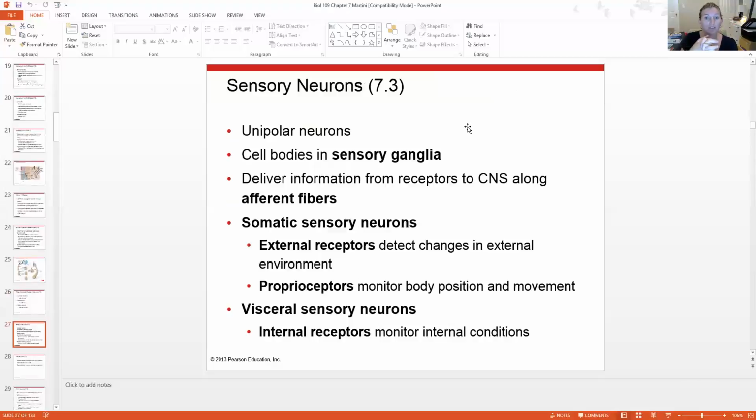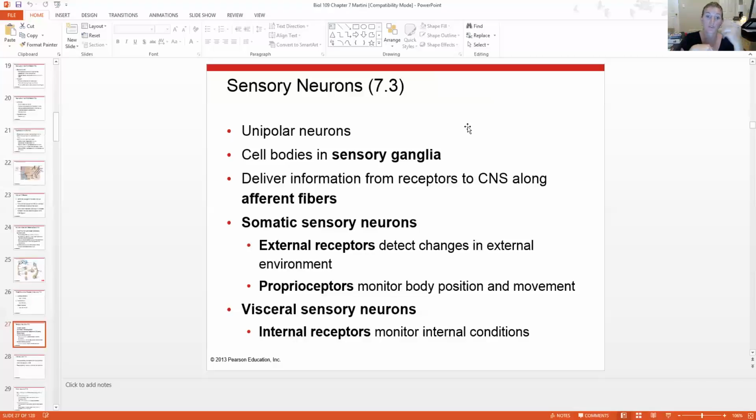They deliver information through afferent fibers, arriving fibers. They arrive to the brain, right? They are special somatic sensory receptors called external receptors. This is exchanging information about our external environment. Then we also have proprioceptors telling us about our body position and body movement. This is how I know that I'm sitting in a chair, that my legs are crossed, and I'm talking with my hands, right? It's all through proprioception.